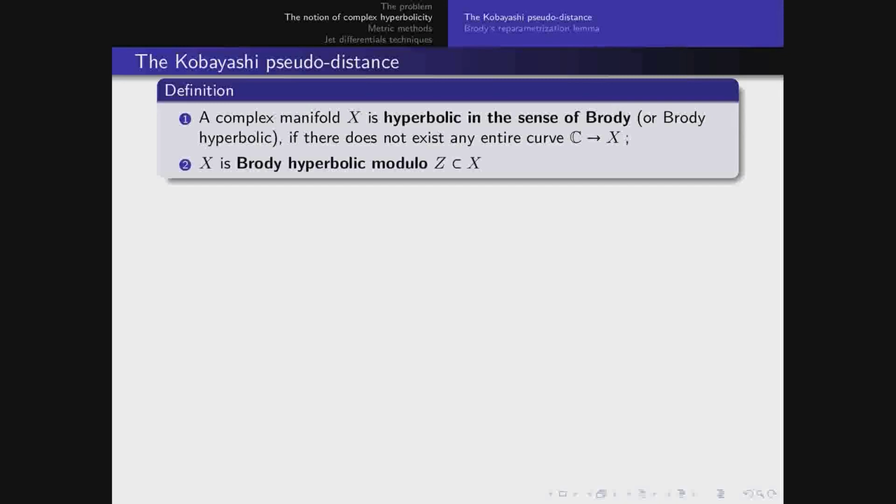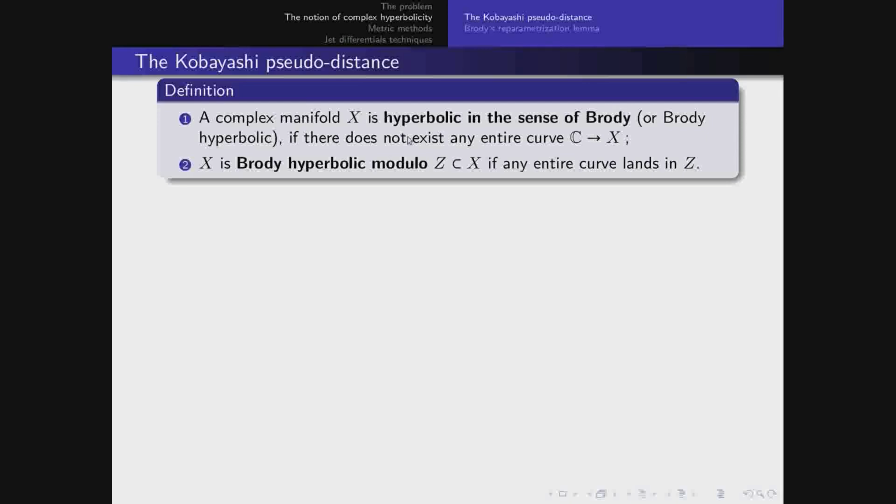And a little bit more relaxed definition is that X is Brody hyperbolic modulo a sublocus Z, if any entire curve lands in Z. So the Green-Griffiths-Lang conjecture, if you recall it, tells you that a complex manifold should be of general type if and only if it is Brody hyperbolic modulo an algebraic subset.